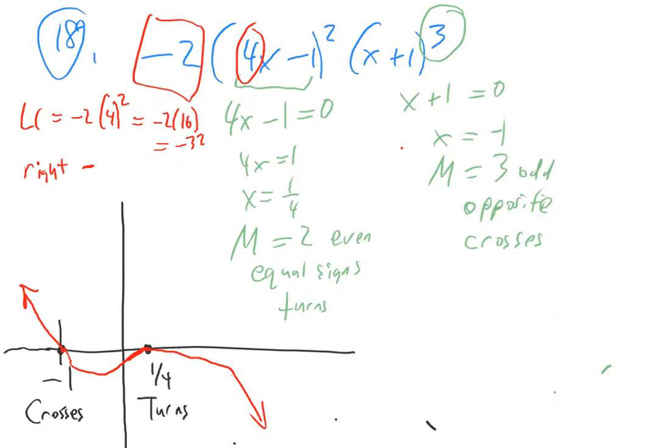So what you do is you just pick the graph that shows that it turns around at 1/4 and then crosses through at negative 1, and then you know the answer. So this is just a multiple choice one. So that's that. Now number 19.